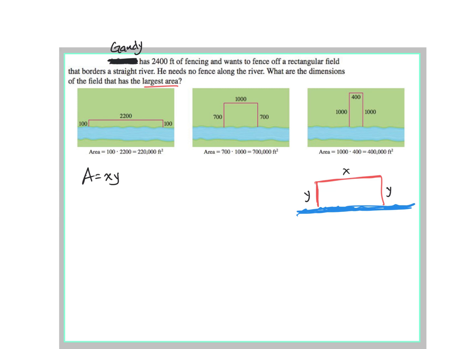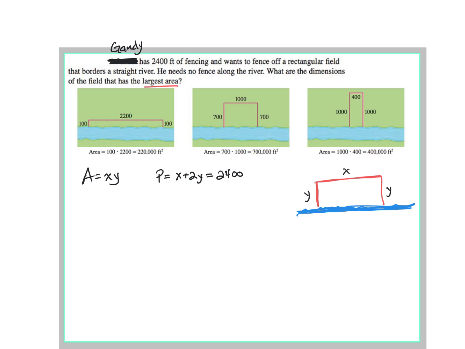However, I need a secondary equation that's given to me about the perimeter of my fence. And so my perimeter is going to be x plus 2y. And I'm going to set that equal to 2,400, because that's how much Andy has to use for his fencing. And so now I need to use my secondary equation because my primary equation has 2 variables. So which one do you want to solve for?